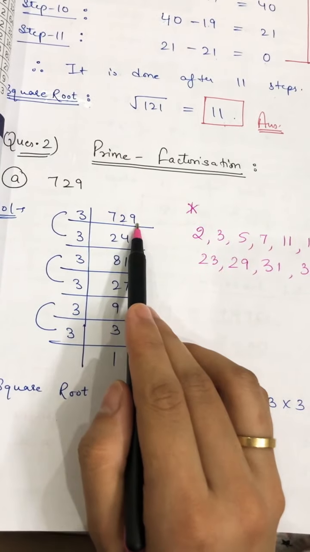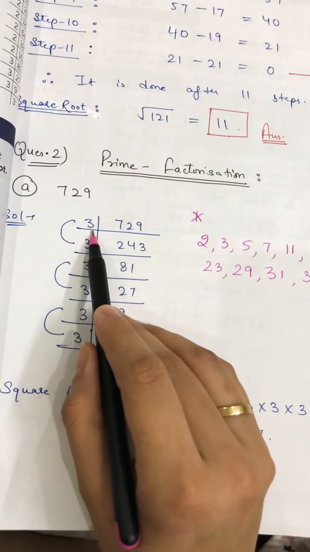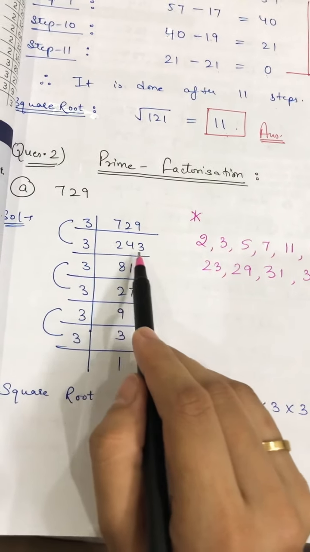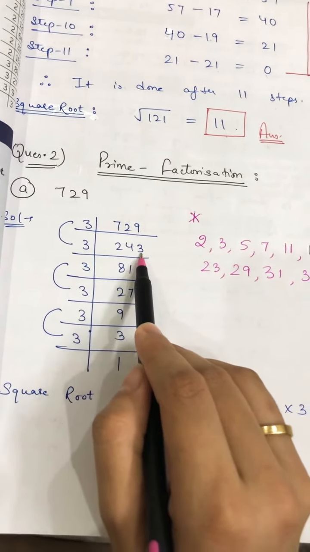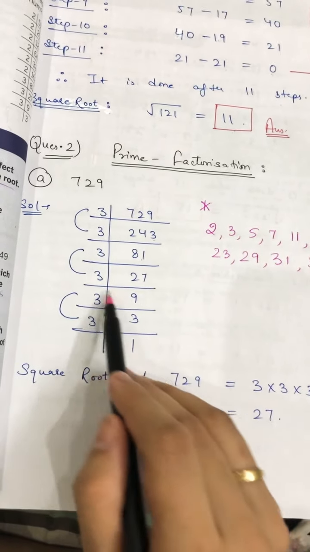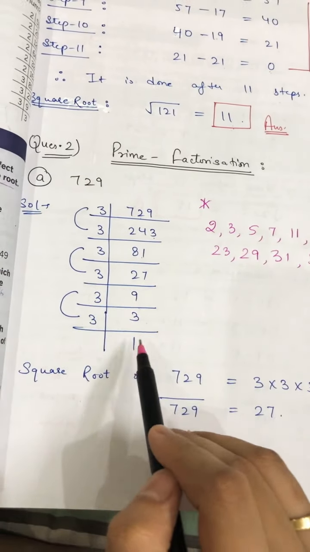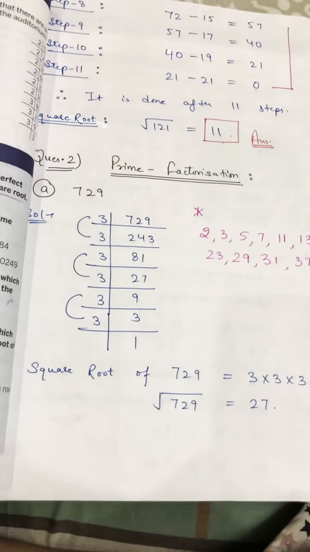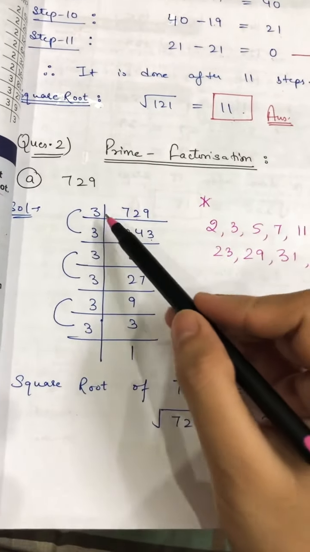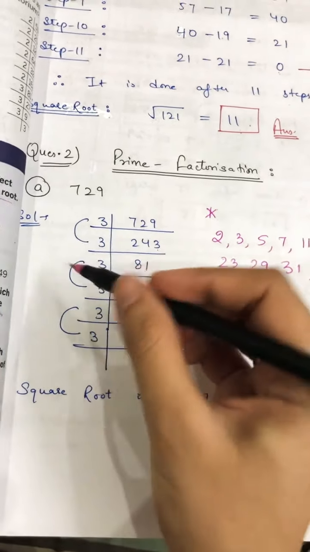So for 729, you will not start from 2, you will start from 3. So 3 2s are 6, 3 4s are 12, and 3 3s are 9. Again it will go on the 3 table, then again 3 table, again 3, again 3, again 3. Now in this you have to check the pairs. 3 and 3, this is your one pair.